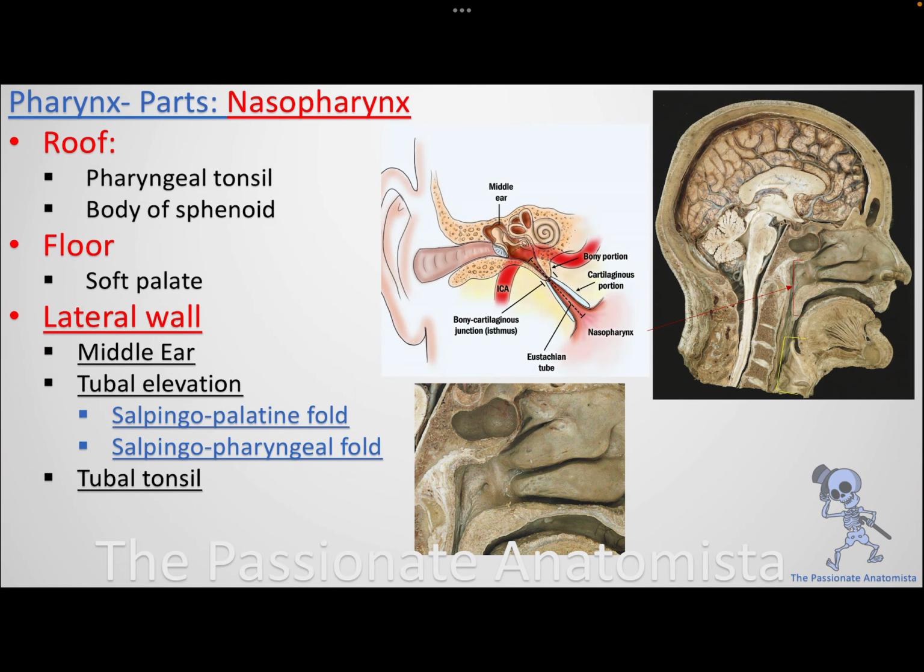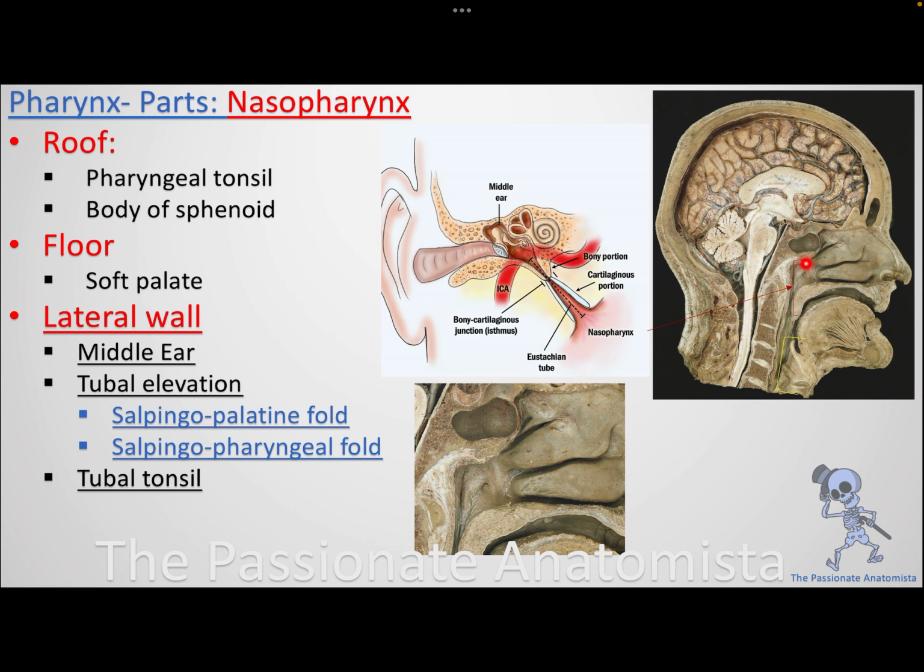All right. Now, what are the boundaries of each part of the pharynx? When you think about the nasal part, the nasopharynx, of course, you are posterior to the nasal cavity. So what would be your roof? Take a closer look. Your roof is going to be the base of the skull. It's basically going to be the sphenoid bone.